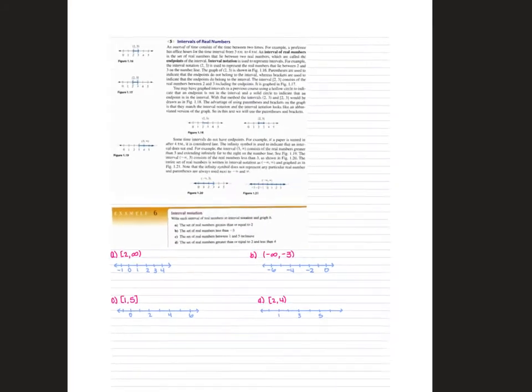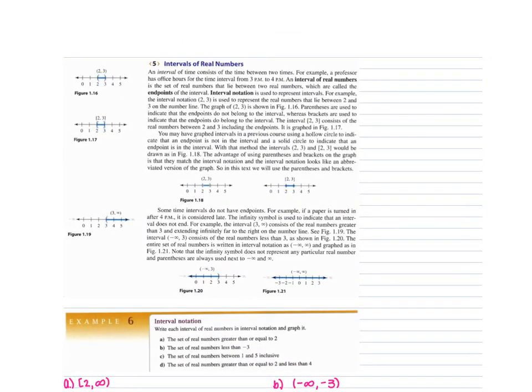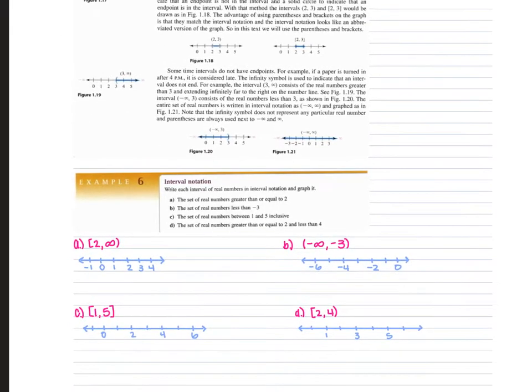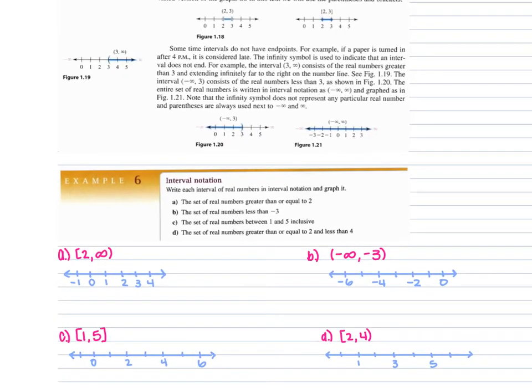For our next part in this lesson, it deals with intervals of real numbers. So we have to think about our unions and our intersections with these numbers. With this example 6, it tells us to write each interval of real numbers in interval notation and graph it. So for example A, it says the set of real numbers greater than or equal to 2.